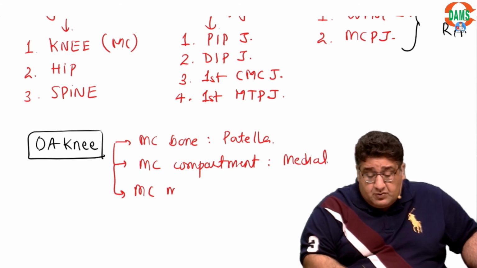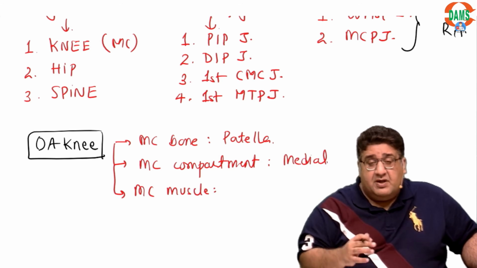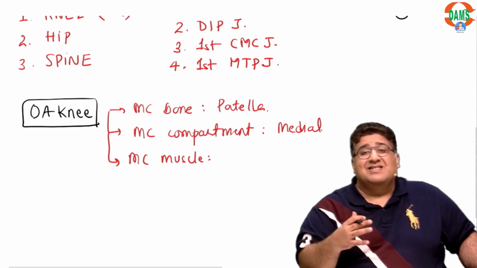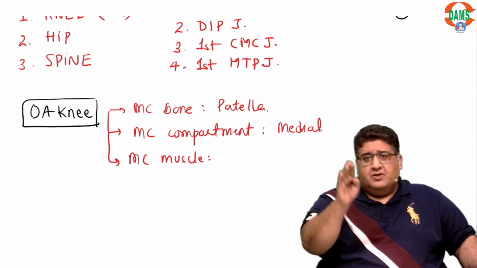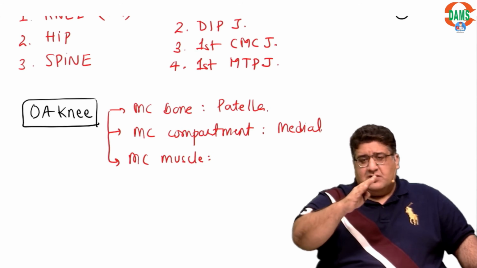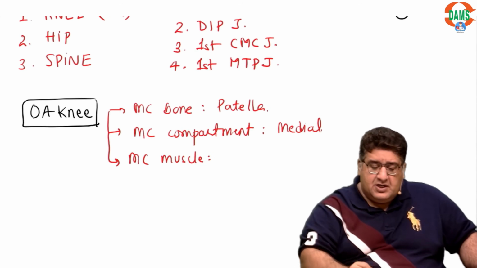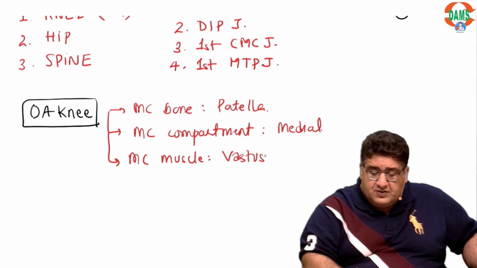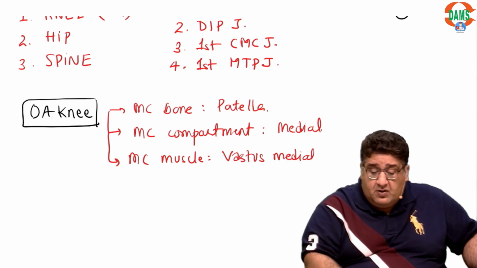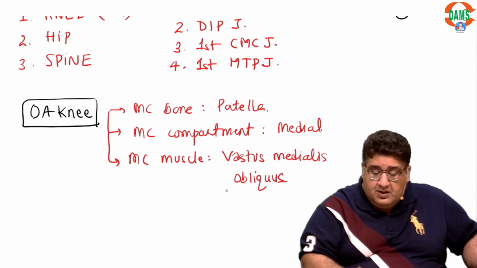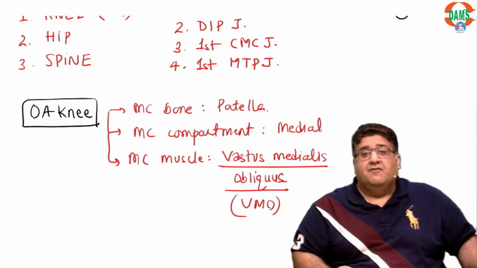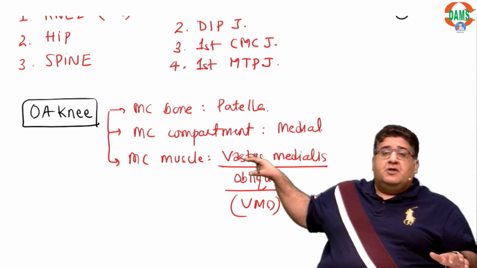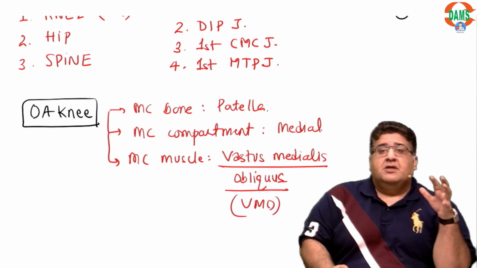Now, which is the most common muscle to develop this problem? By the way, there is a muscle called quadriceps femoris, which has four parts: rectus femoris, vastus medialis, vastus lateralis, vastus intermedius. Out of these four muscles, the most commonly involved is vastus medialis obliquus, which is technically VMO. The first muscle to undergo degeneration and atrophy is this.